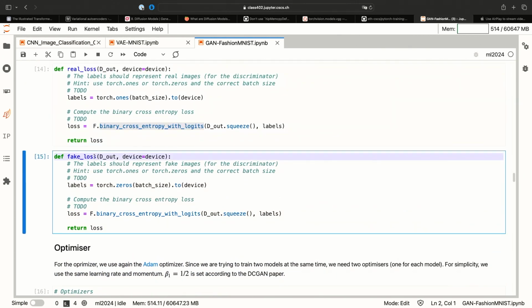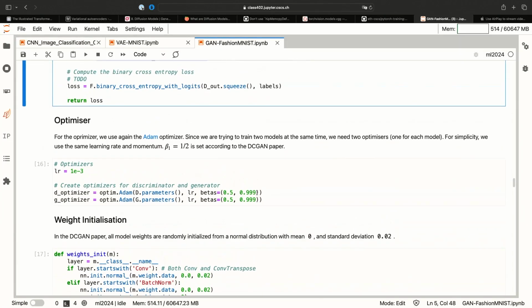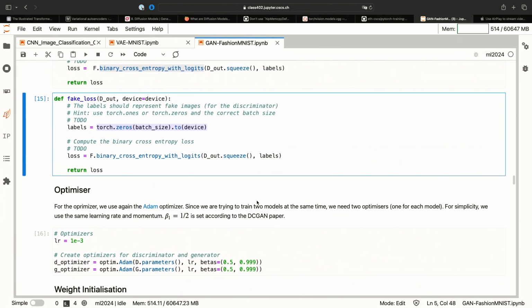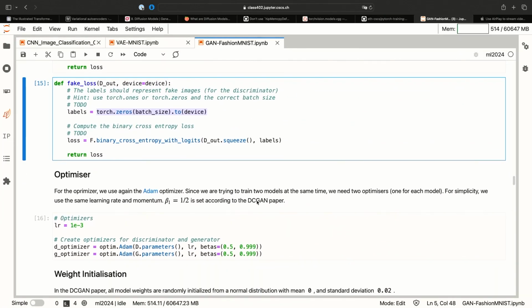Then for the fake loss, you do the same thing, but this time you set the labels to 0. So these are convenient functions to define essentially the labels that you want, and they make the training loop a bit clearer.